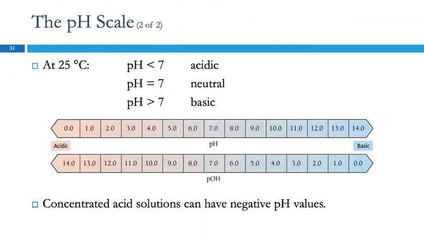So the pH scale runs from 0 to 14, and a pH of 7 is considered neutral. Well, why is that? When the H3O+ concentration equals 1 times 10 to the minus 7, the negative log of that is 7. Anything less than 7 is considered acidic because there's more hydronium ion than hydroxide ion. Anything greater than 7 is basic.